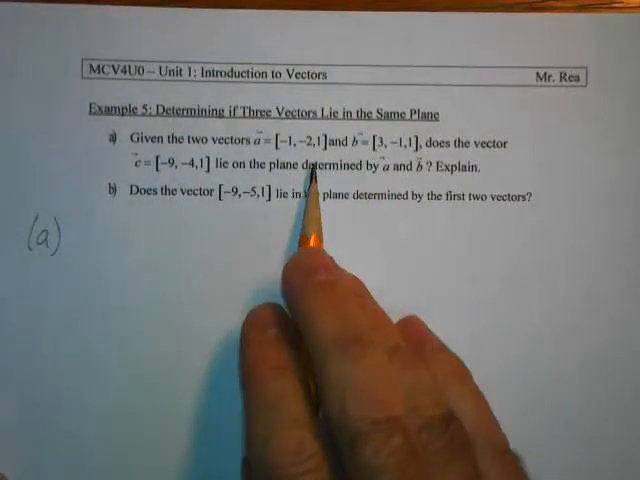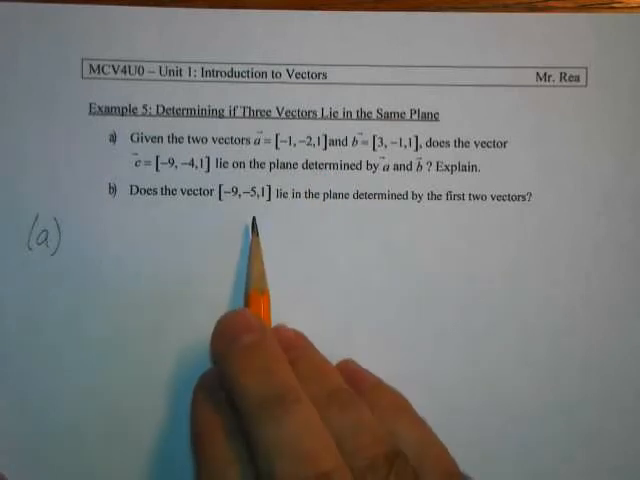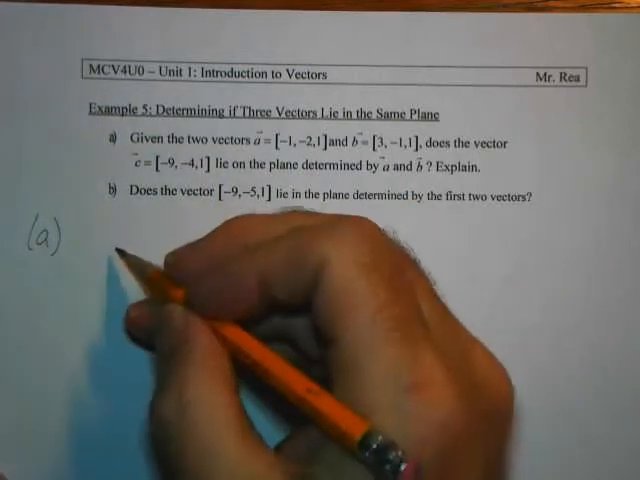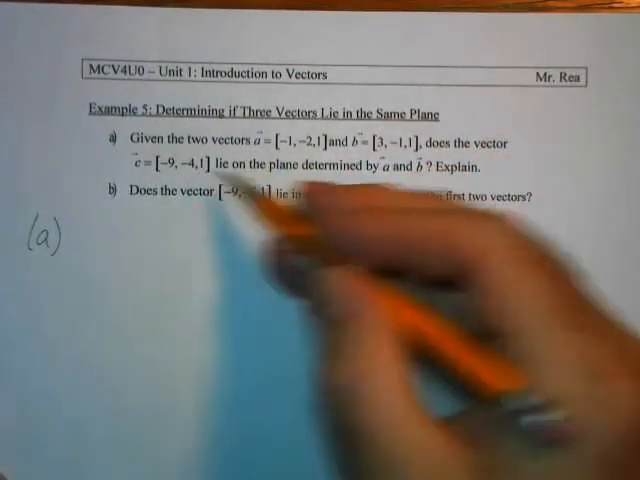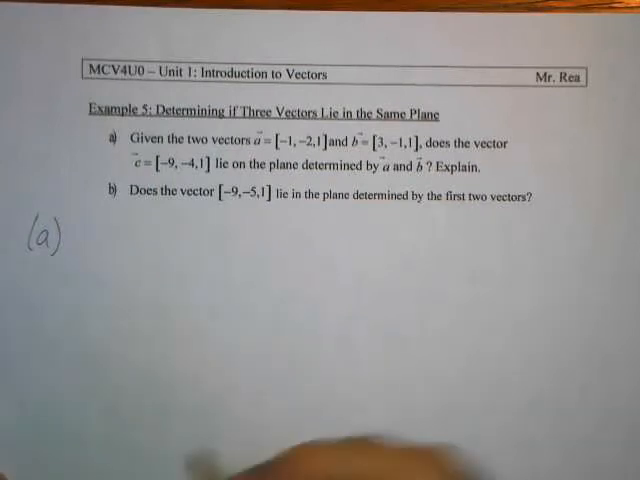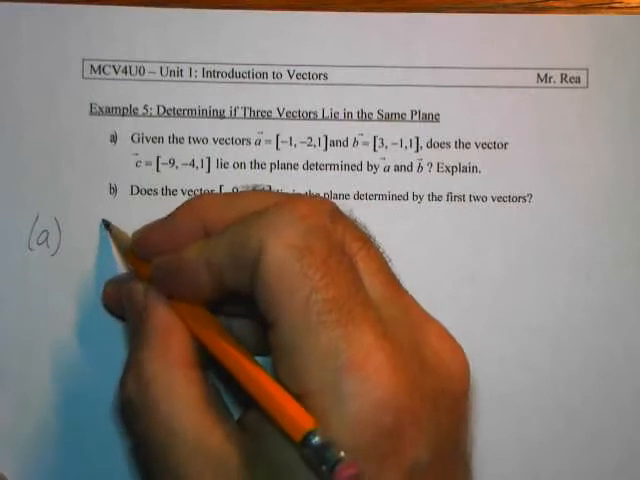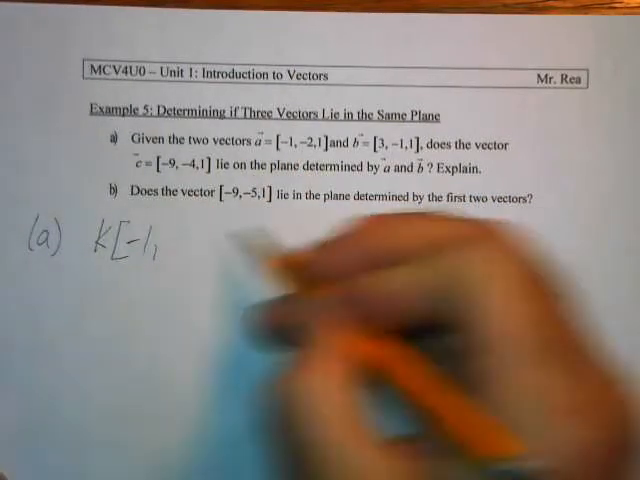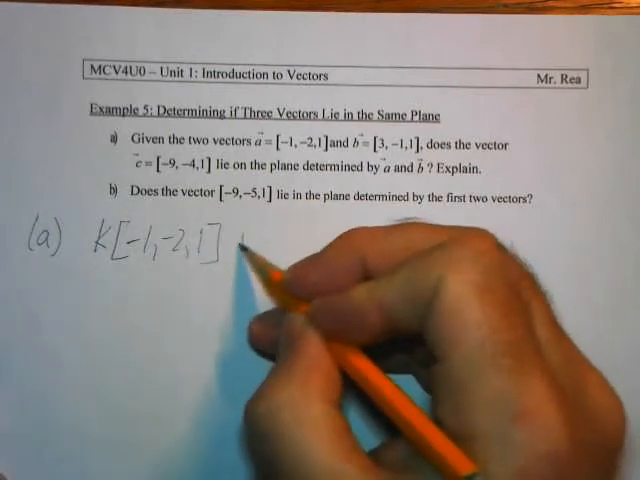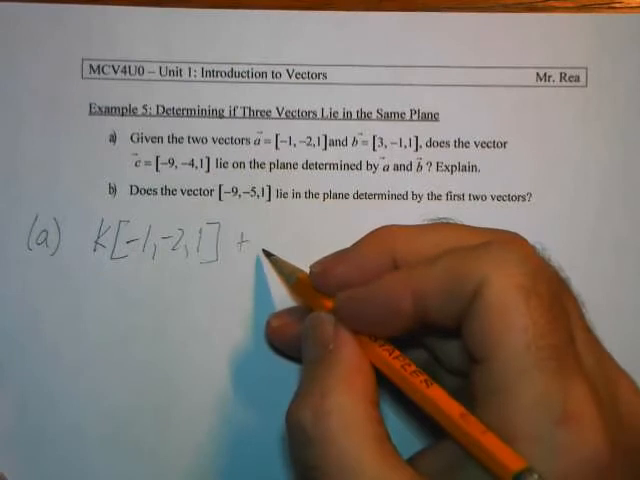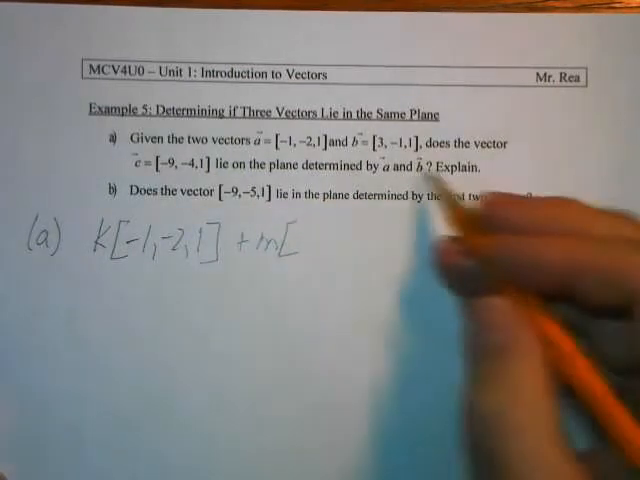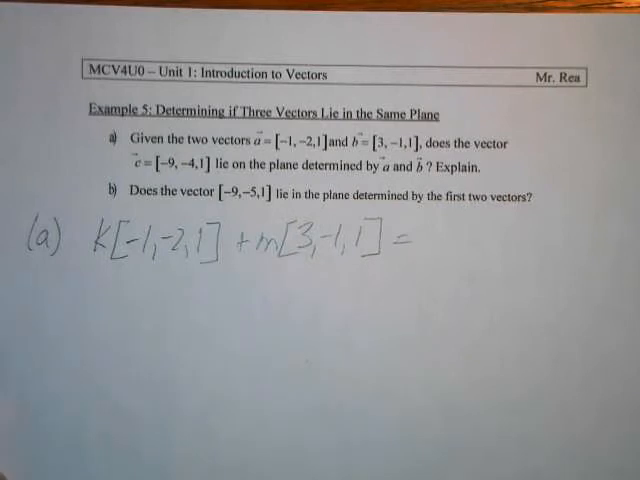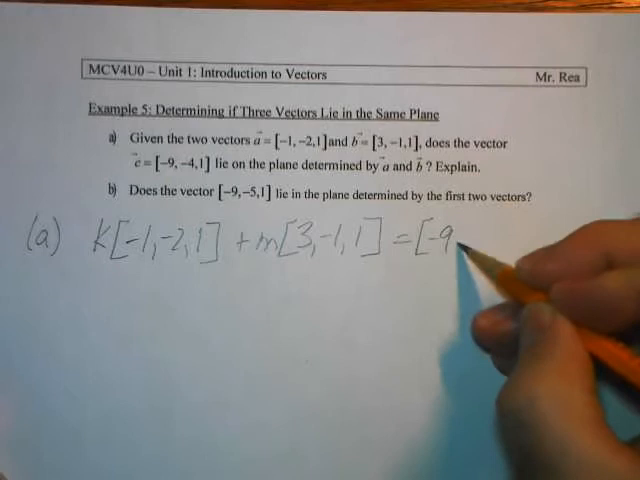So I've got my 2 vectors, actually 3 vectors, a, b, and c. I want to show that a linear combination of a and b can create vector c. So I set it up the same way. This time, because I've got a and b as my vector names, I don't want to use those as my scalars as well. It'd just be too confusing, so I'm going to use k and m. So basically, if I have a scalar k and I multiply vector a's components, -1, -2, 1, and then I add a scalar multiple of b, so I'll call that scalar m, and then multiply with b, so the components 3, -1, 1. What I want to be able to do is create this vector -9, -4, 1.